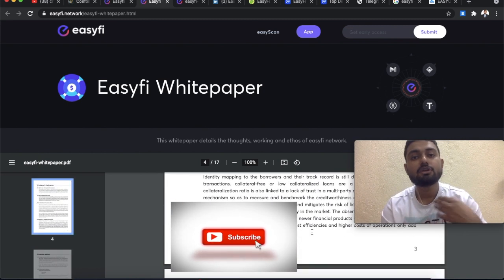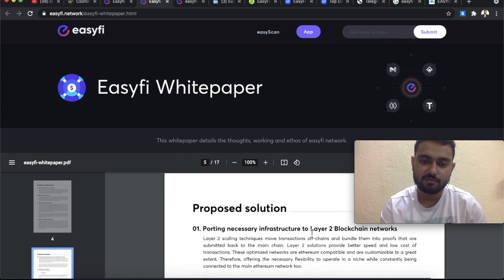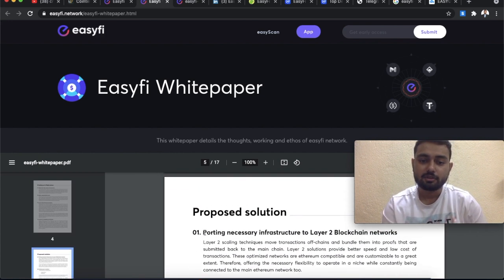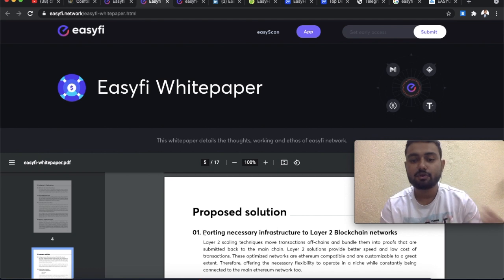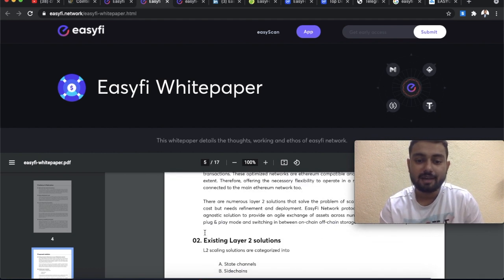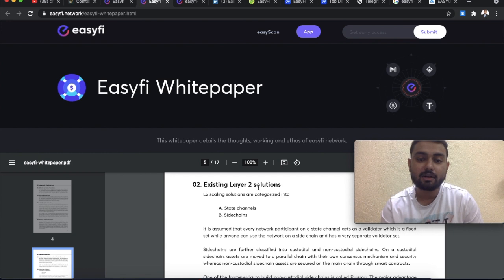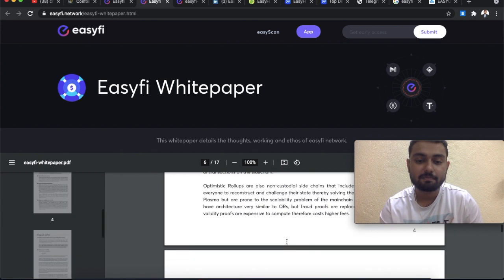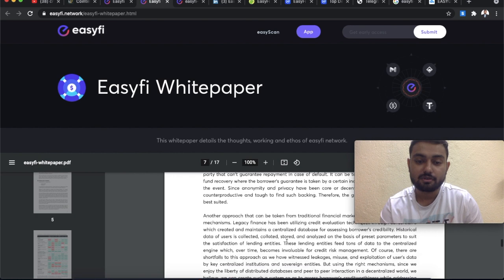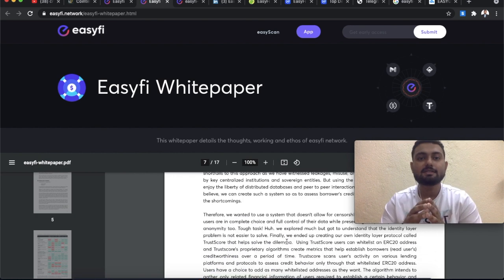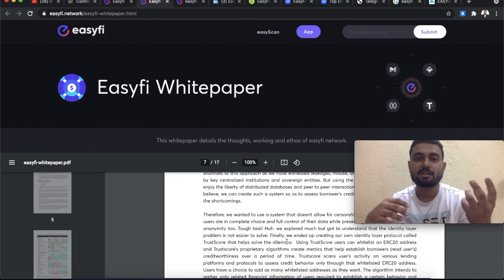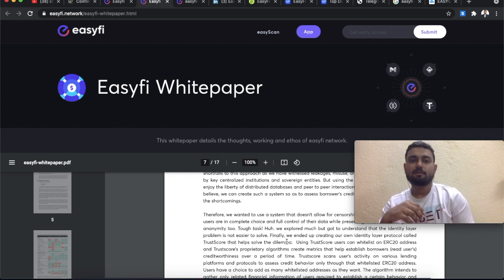Now, what is the solution that they are proposing? We need to understand that as well. So they have said porting necessary infrastructure to layer 2 blockchain networks, and they have explained the existing layer 2 solutions, and so on and so forth. So the white paper actually tells us what the project is all about, what the vision of the company is, and what problems they are trying to solve. Always remember that there has to be a problem that a certain project needs to be solving. Otherwise, the longevity of the project cannot be guaranteed, right?